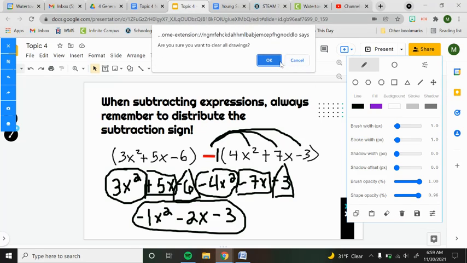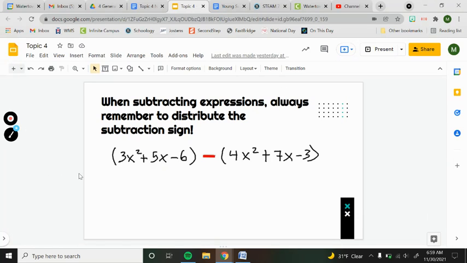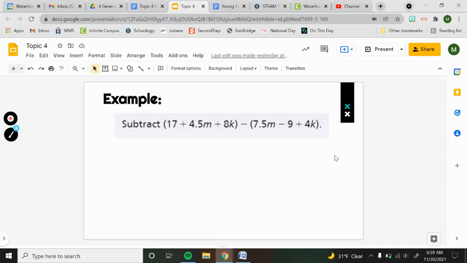All right. So let's look at another example. The second example we have is subtract 17 plus 4.5m plus 8k minus, and then in parentheses, 7.5m minus 9 plus 4k. If you want to try this one on your own, pause, see if you can figure it out, and then you can resume and watch me do it. Okay, so I'm going to go through and do this example.